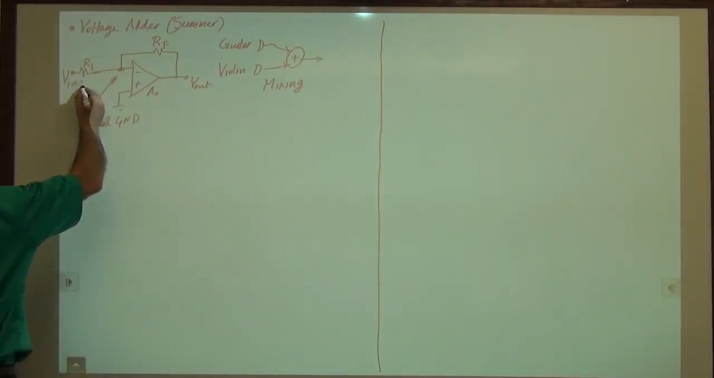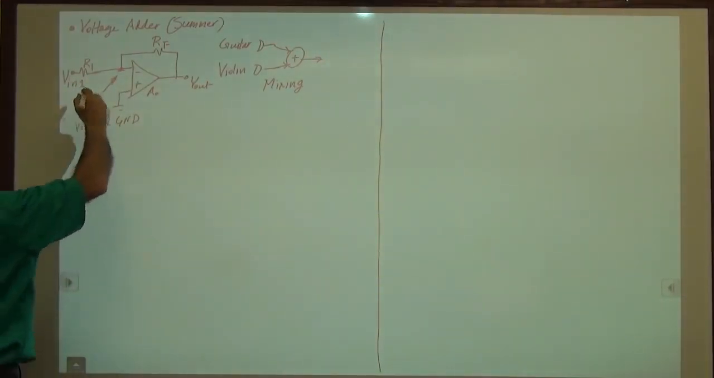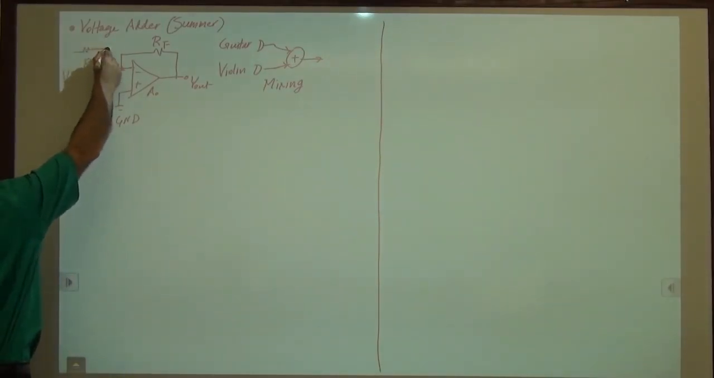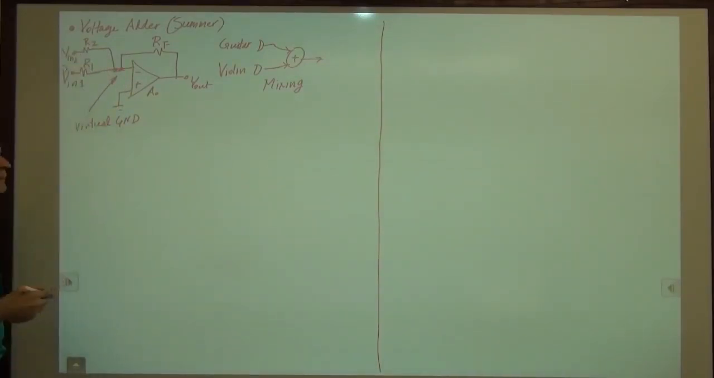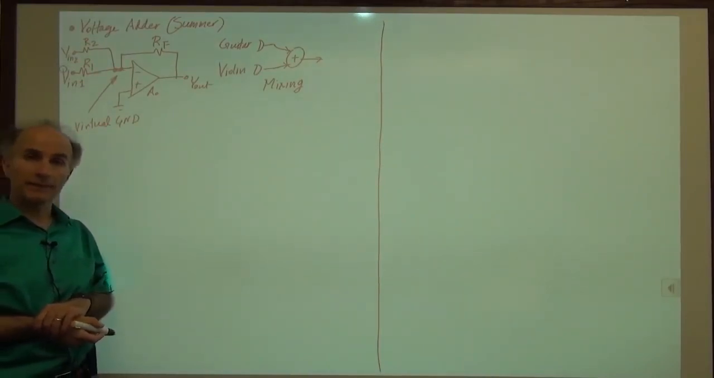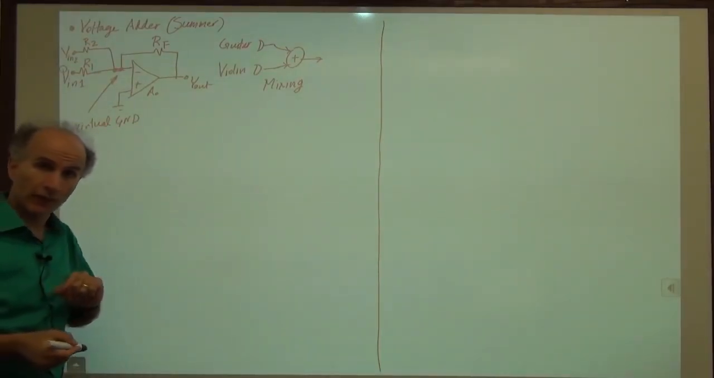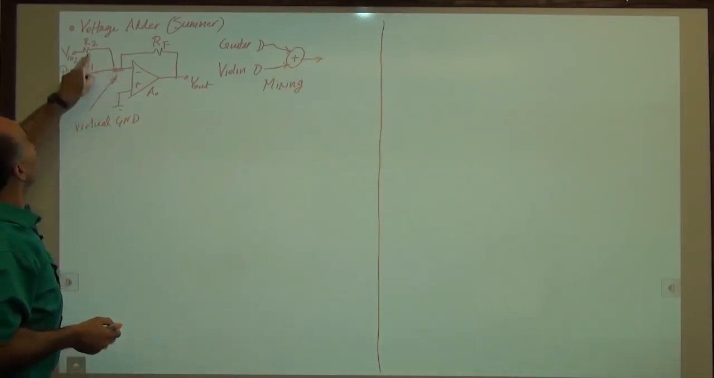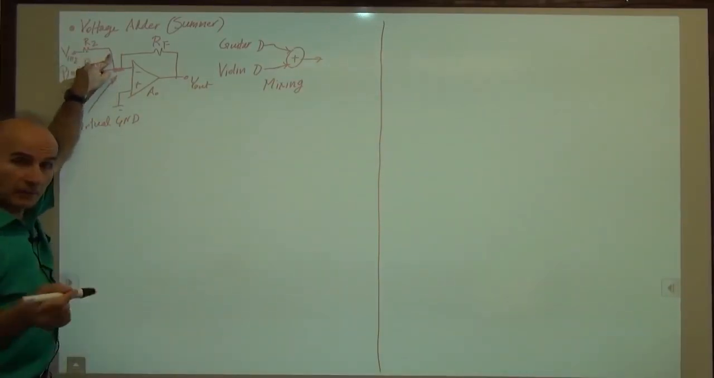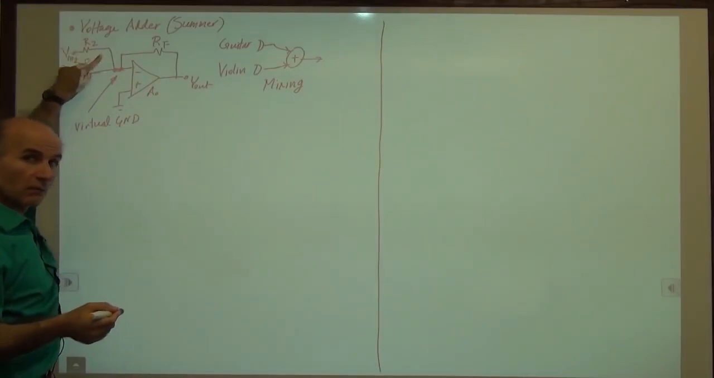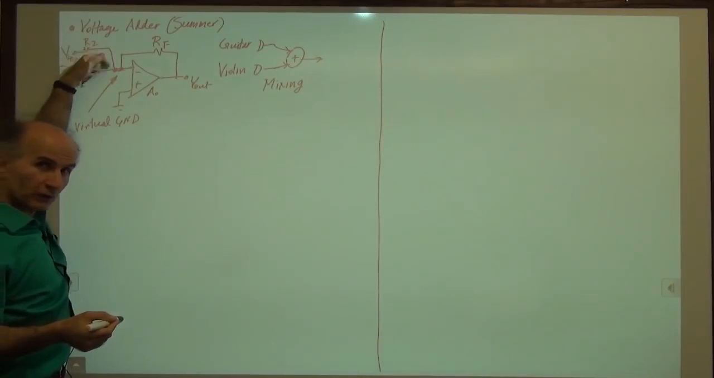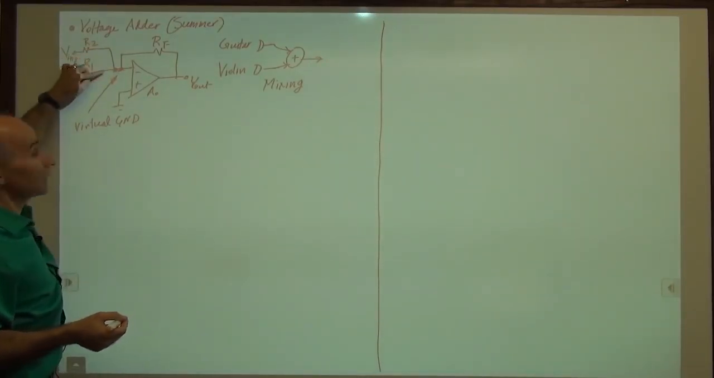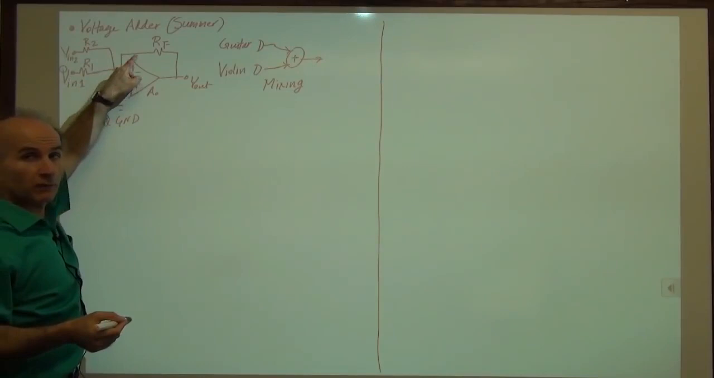All right, so let's do this. Let's call this V in 1. And let's add one more resistor to the same node and connect V in 2 to it. Now what happens? Well, again, because of the virtual ground that we have here, the current through R2 is approximately equal to V in 2 minus 0 over R2. So we have a current of V in 2 over R2 here. We have a current of V in 1 over R1. These merge here and flow through RF.